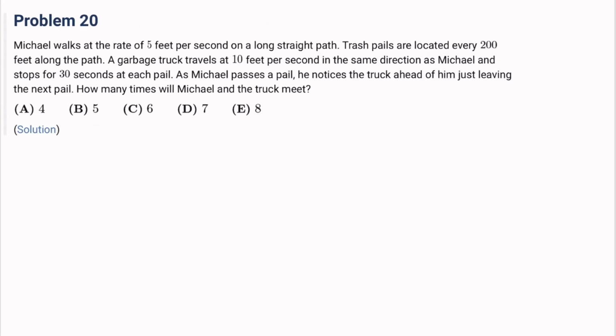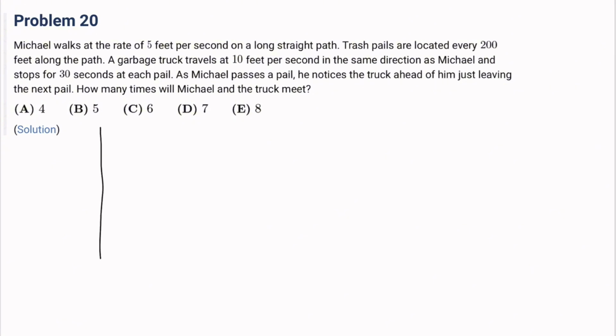Number 20, Michael walks at the rate of 5 feet per second on a long straight path. Trash pails are located every 200 feet along the path. A garbage truck travels at least 10 feet per second in the same direction as Michael and stops for 30 seconds at each pail. As Michael passes a pail, he notices the truck ahead of him just leaving the next pail. How many times will Michael and the truck meet?